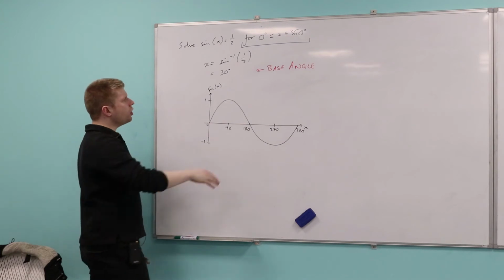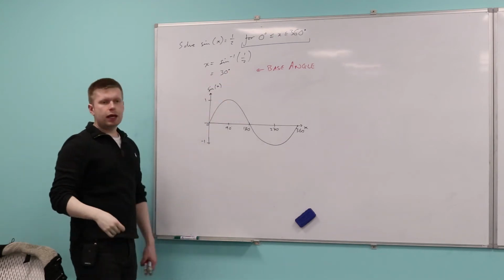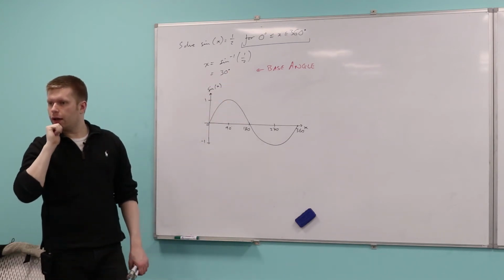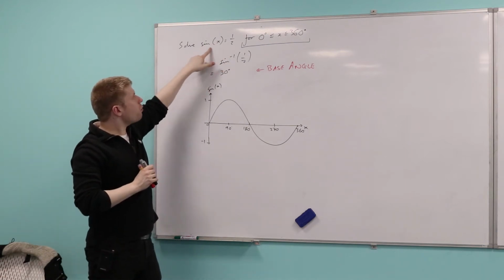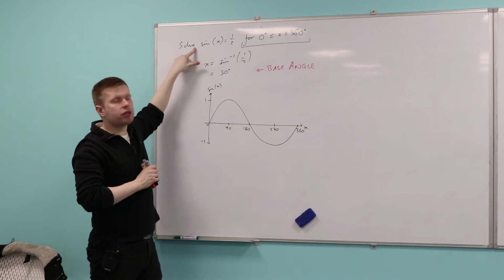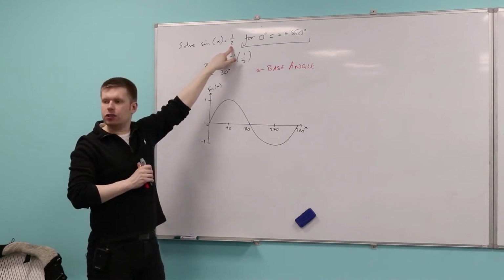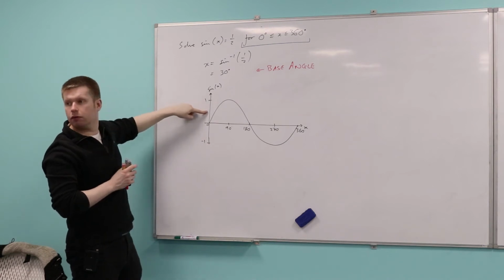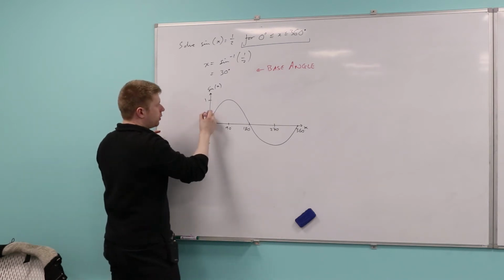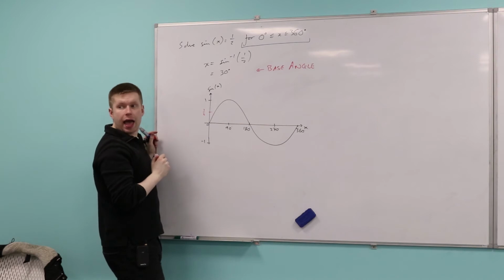Well, look, I know that one of the angles I'm interested in is 30 degrees. What this question is literally asking is, where on the sine graph do I have a height of 1/2? Well, let's look. A half is going to be there. Happy with that? So a half is going to be there, okay?